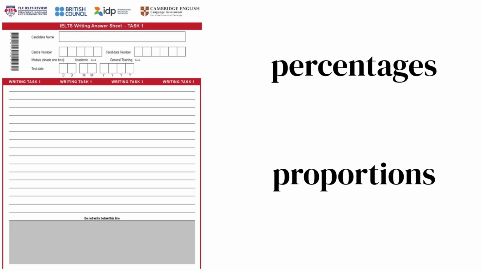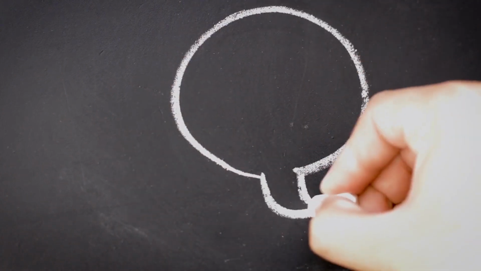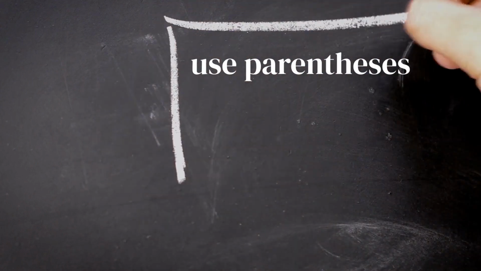In IELTS Writing Task 1, you'll often describe percentages or proportions, and how you present these numbers makes a big difference in clarity and tone. I'm going to tell you about 3 methods you can use. Method number 1 is to use parentheses.